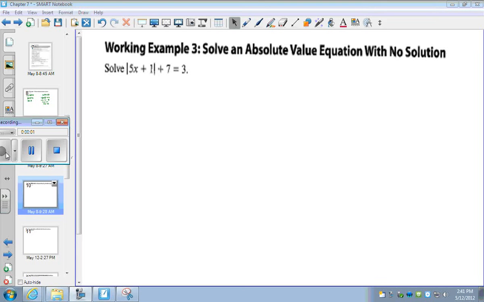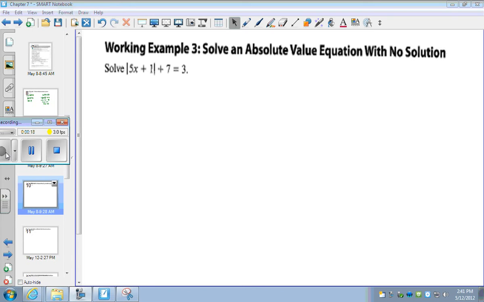On section 7.3 with a couple more examples. Okay, so we're still in linear land here. We only have an x term, not an x squared. And we're going to solve the absolute value of 5x plus 1, plus 7, is equal to 3.